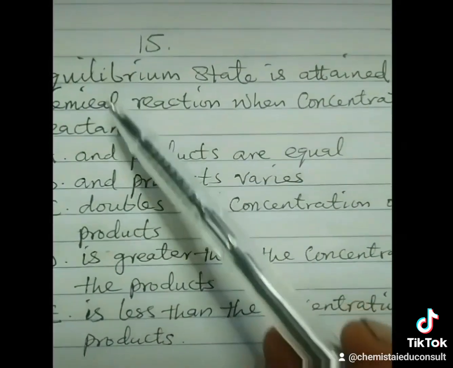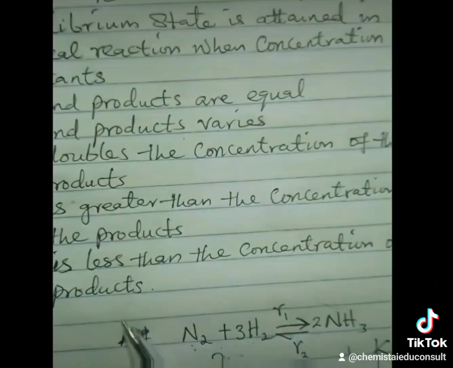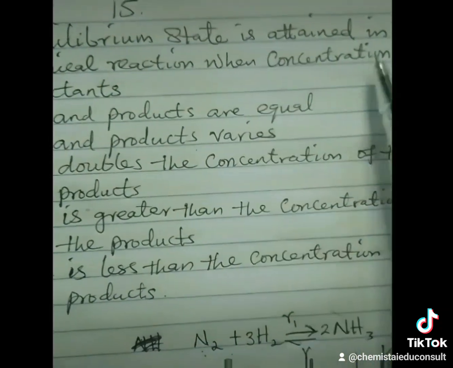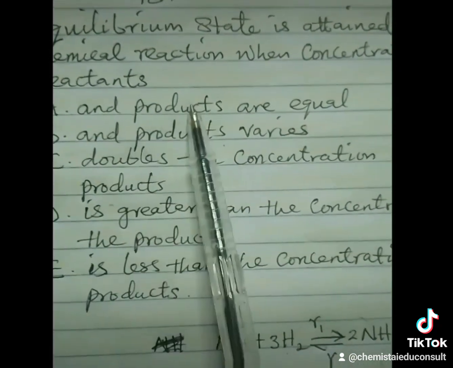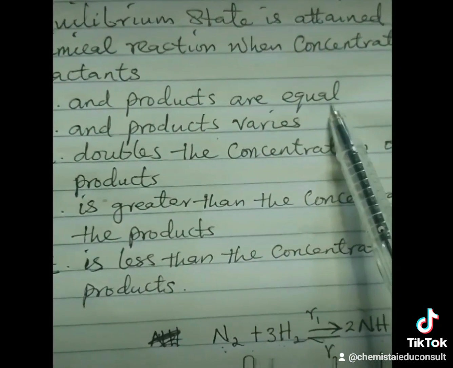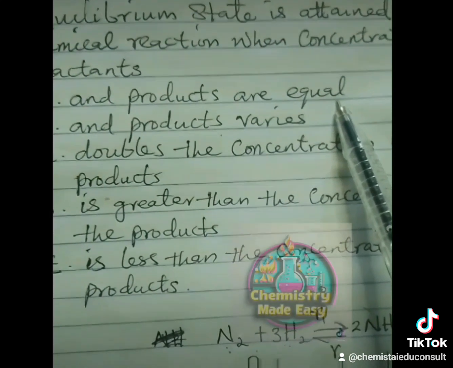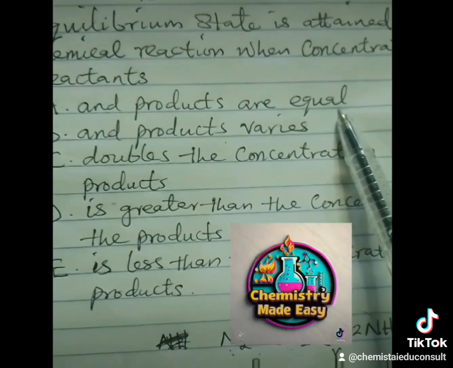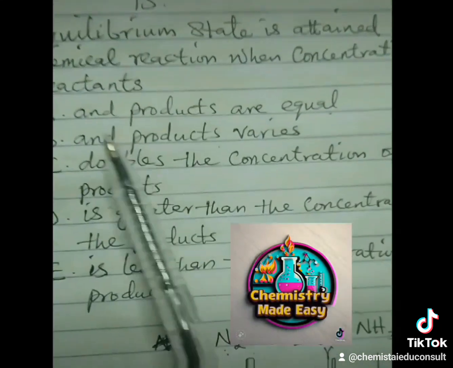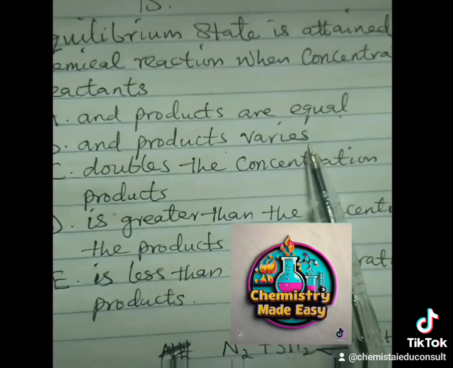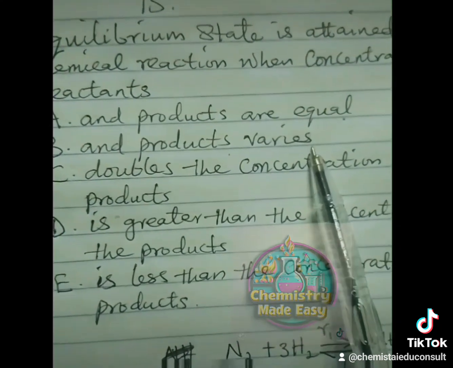Now, going back to the question, you will see that the question is faulty. Equilibrium state is attained in a chemical reaction when concentration of reactants and products are equal. This is not a condition, because concentrations of reactants and products may not necessarily be equal, yet the system is in equilibrium. And products vary? No, there is no variation. Instead, there is no net change in concentration.